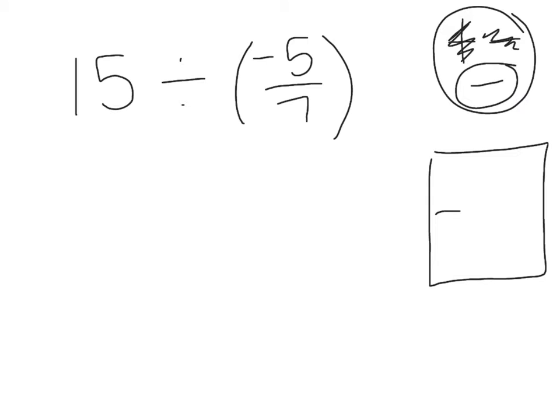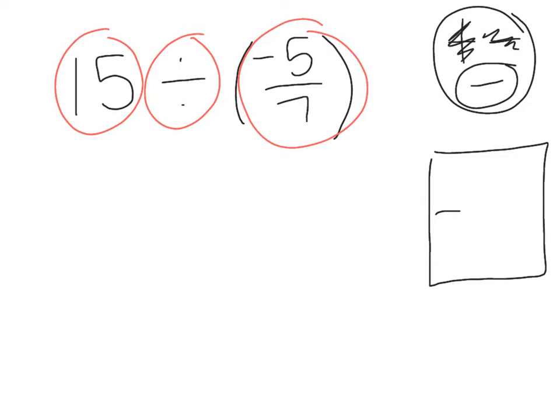Division, fractions, keep, change, flip. So I'm going to do the same thing where I'm going to keep the first number the same, change the division to multiplication, and flip or find the reciprocal of that last fraction. So 15 times, instead of negative 5/7, it's going to be negative 7/5.